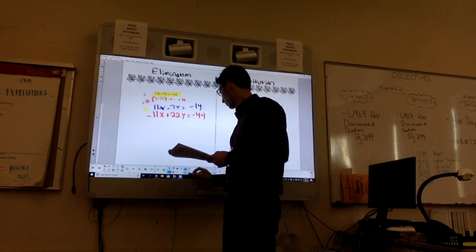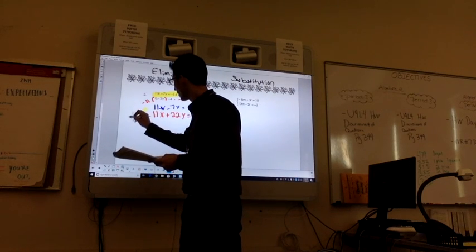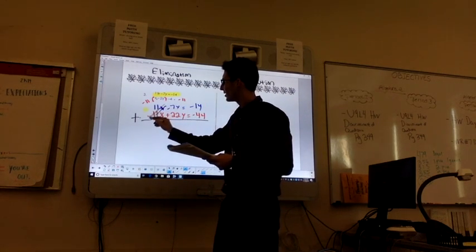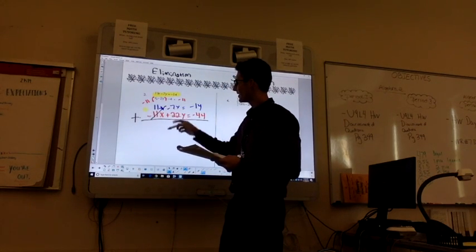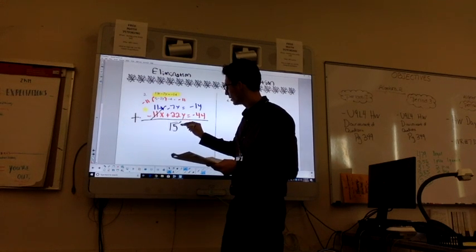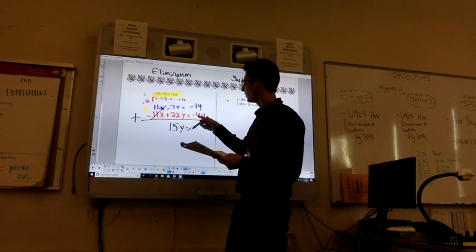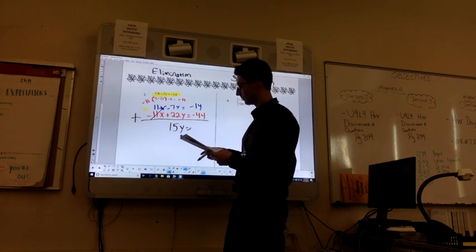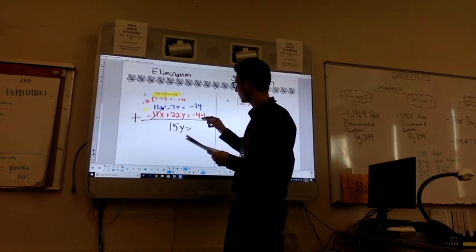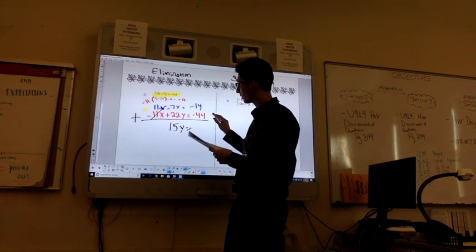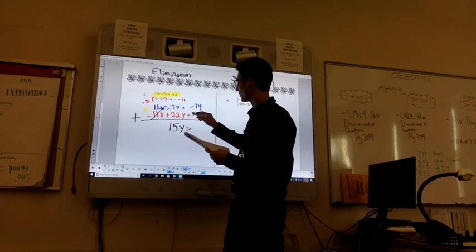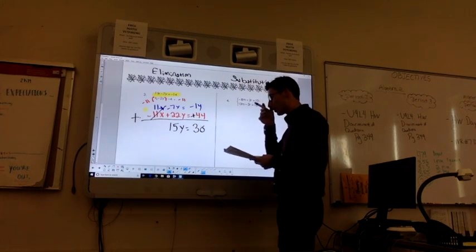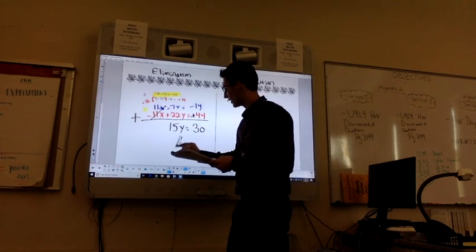So now if I add these two together, it's going to cancel out my x's, and I'm left with just the y. So these cancel out. 22 minus 7 is 15y. And then negative 14 plus 44. How do I get that? That should be positive 44, that's why. That becomes 30. Solving for y, I'm going to get y equals 2, so that's easy.